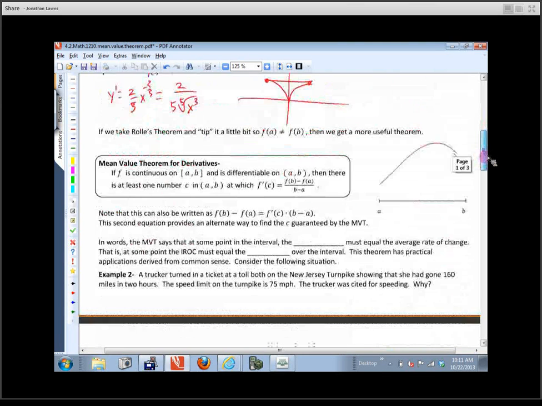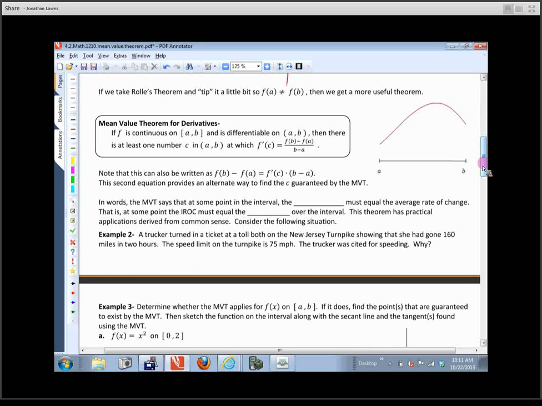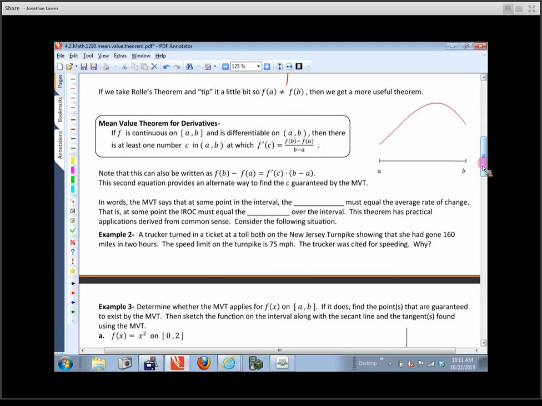And what we're going to do now is talk about the mean value theorem. The mean value theorem is much more useful. In fact, I've taught out of textbooks where they don't even talk about Rolle's theorem. Rolle's theorem is pretty easy to understand because if the two of these are the same, the average rate of change has got to be 0. 0 is a pretty easy number to work with.